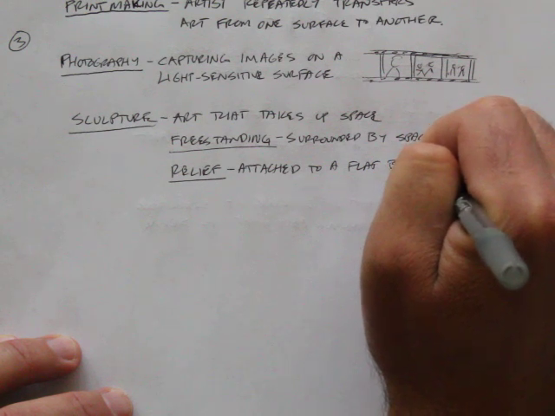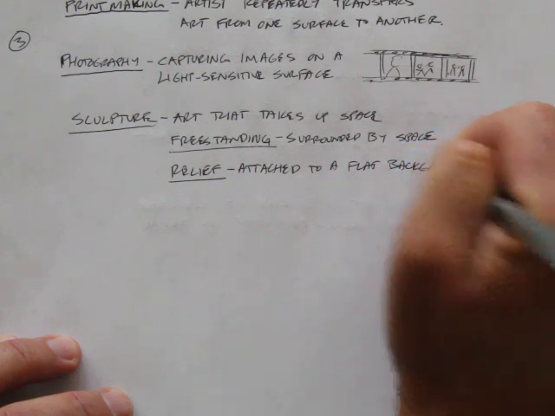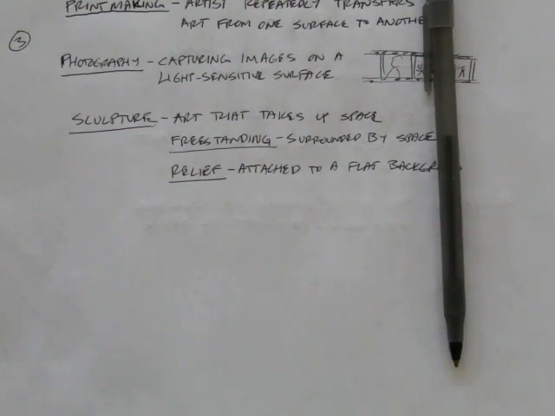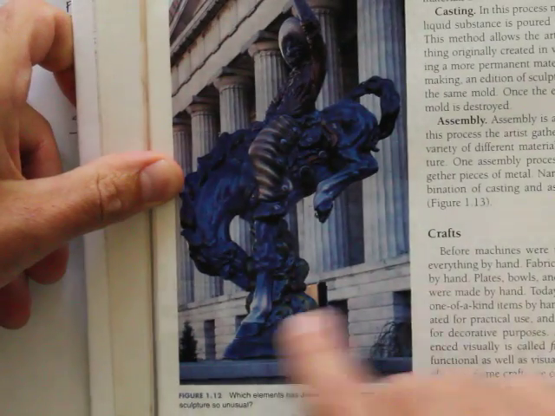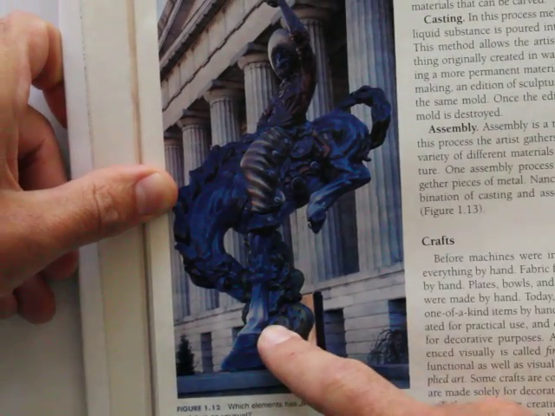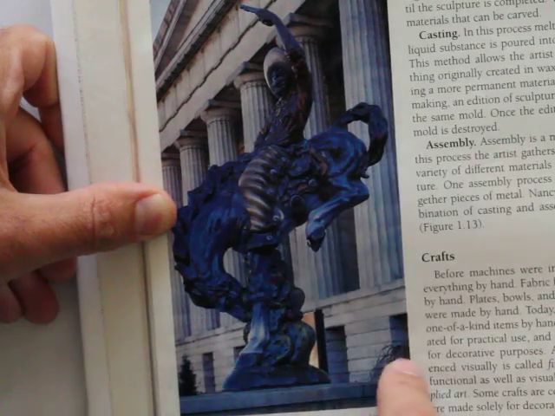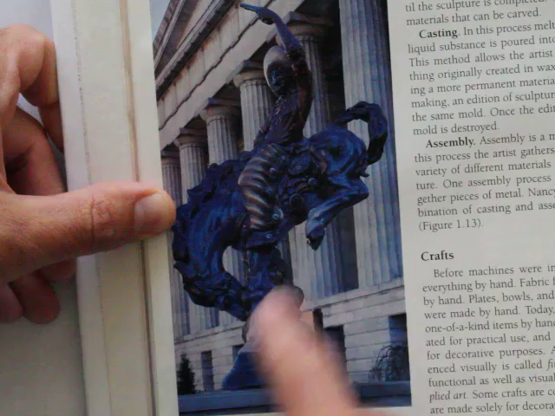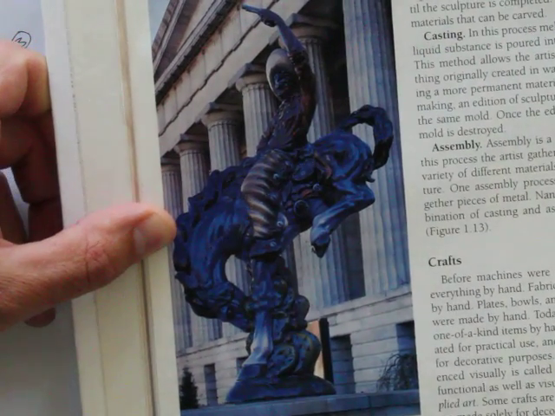So if you were in class, we would go on the internet and I would show you some examples of these. But since we're here online, I'll show you what we have in the book. There is this freestanding sculpture on page 16 in our book, and it is this cowboy guy. And you can see this is freestanding because you can walk all the way around it.